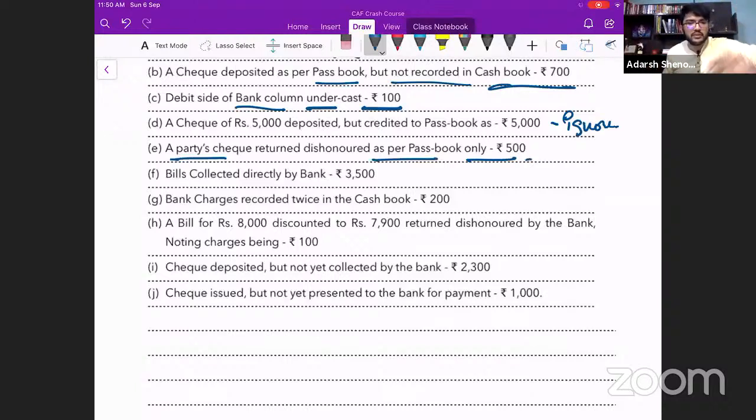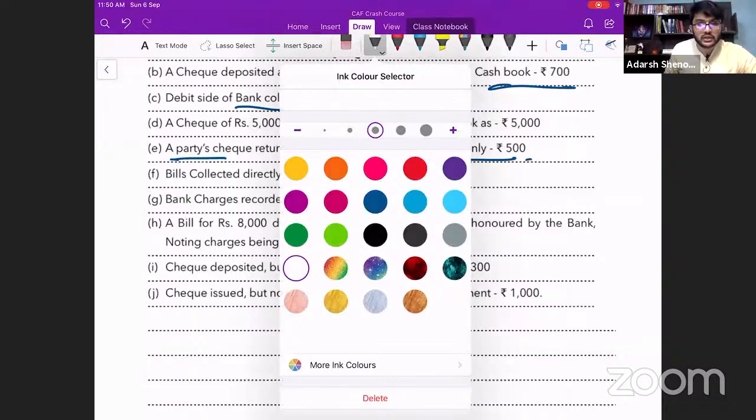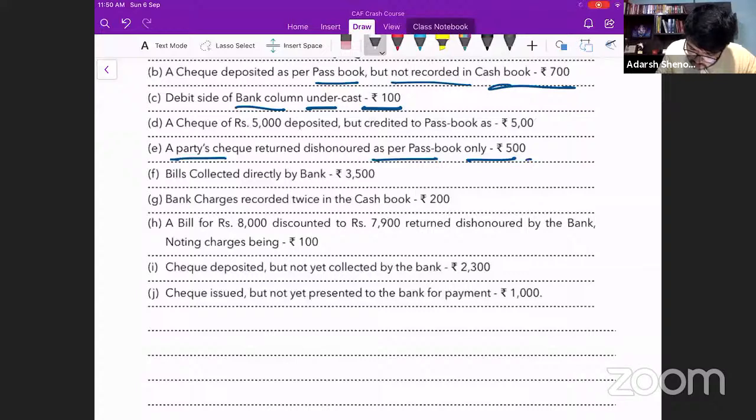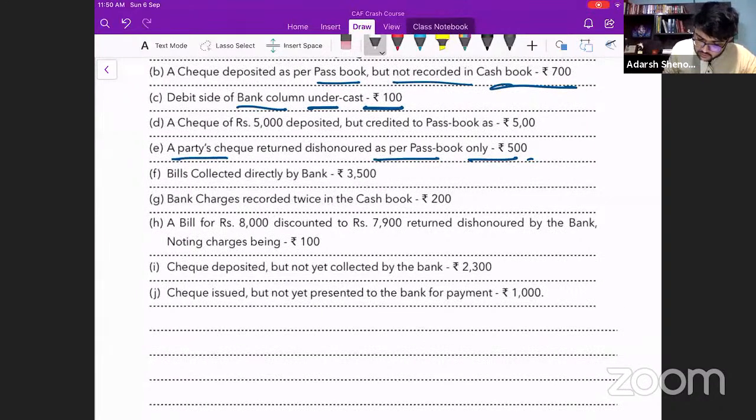Okay, one minute. Let us just assume something in point D and discuss it once. We will discuss it as 500. Let us consider it was 500. Now, don't write this, just listen. A check of 5,000 deposited but credited to passbook is 500. How much is the amount of difference first of all? Is the whole 5,000 the difference or is it 4,500? 4,500 is the difference, right?